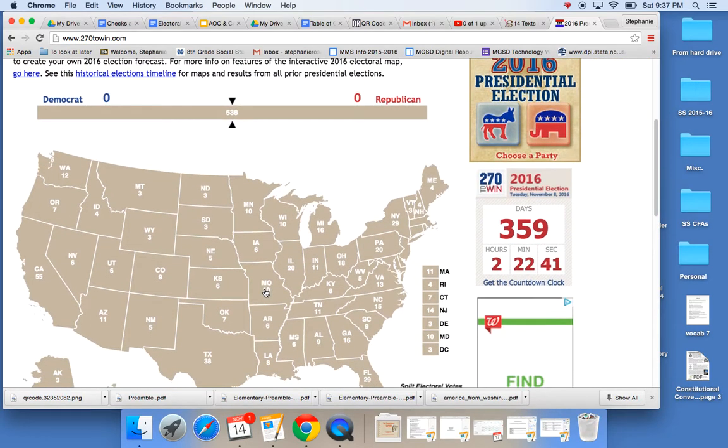So if you look at some of the bigger states, California has the most with 55. Texas is not far behind with 38. New York has quite a few.